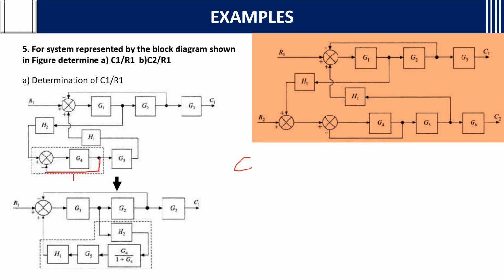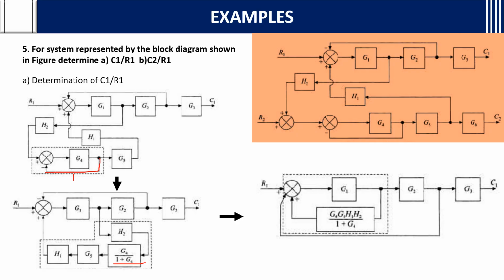So it is G4 by 1 plus G4 H actually. In the place of H there is no H value, it is 1. So G4 by 1 plus G4 is connected, and for that again what is connected? H2 is connected from between G1 and G2. After connecting this, R1 input is same and G1 is same.